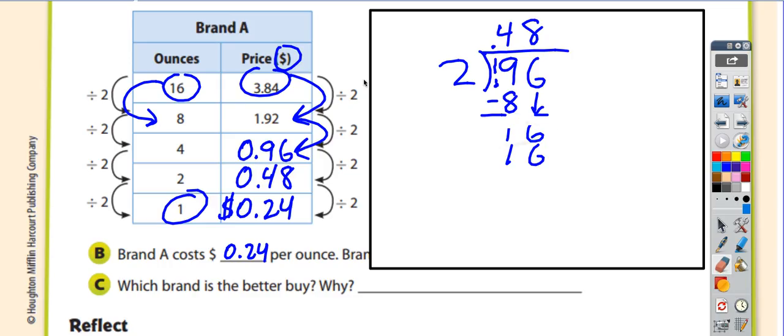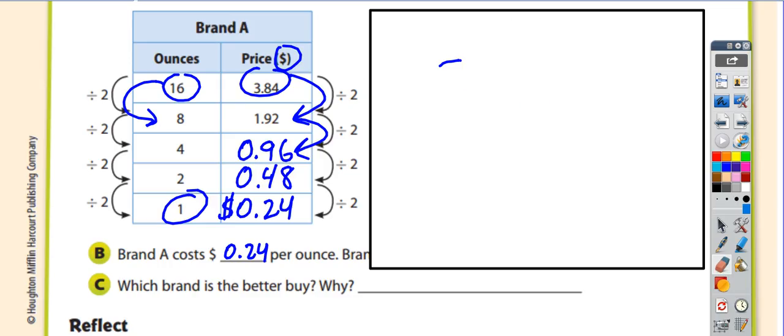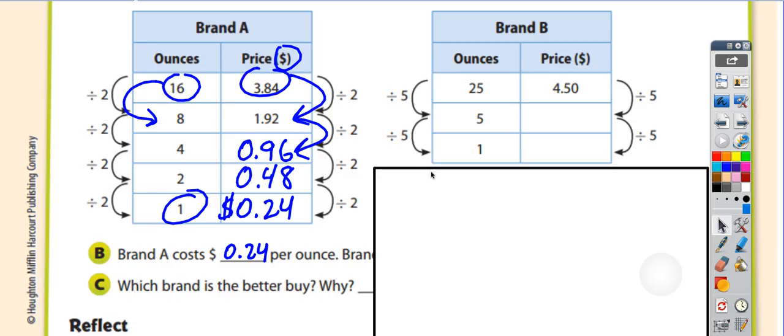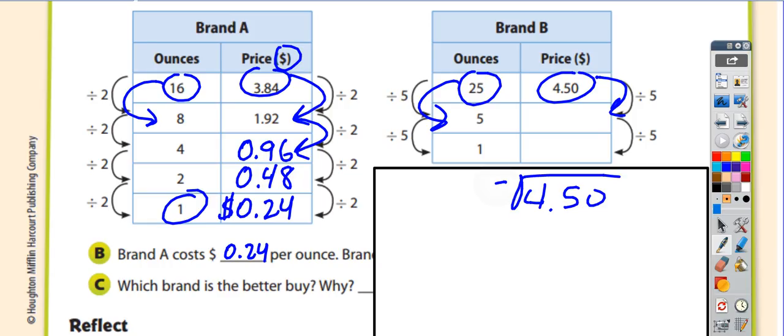Now I am going to move my whiteboard, and I've got some different division to do. I'm going to move it down just a little bit. And I need to not divide 450 by 2, because notice we're dividing these terms by 5. Its partner, 25 ounces, was divided by 5. So we're going to divide 450 by 5. And you might be able to do that mentally too. 450 by 5. 5 goes into 45 9 times. Evenly.